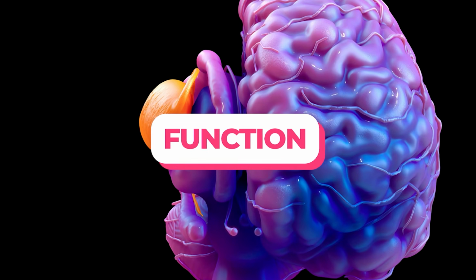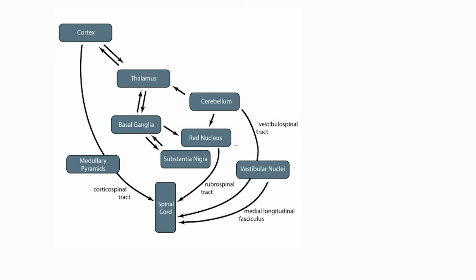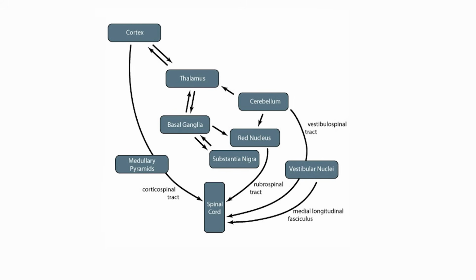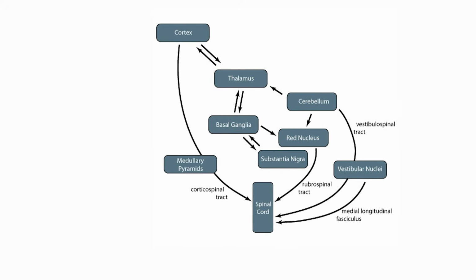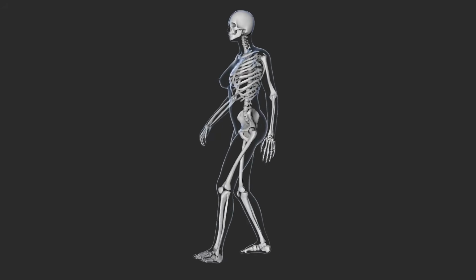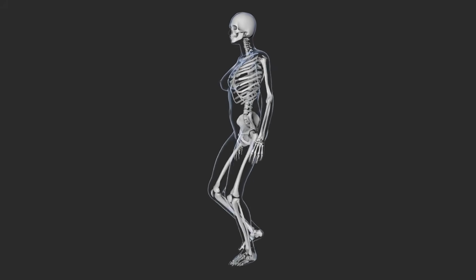Function. Basal ganglia perform several functions, which include motor control. The basal ganglia, in coordination with the cerebral cortex, thalamus, and brainstem, help smooth out and coordinate movements. They're involved in the initiation and termination of movements, ensuring movements are fluid and purposeful.